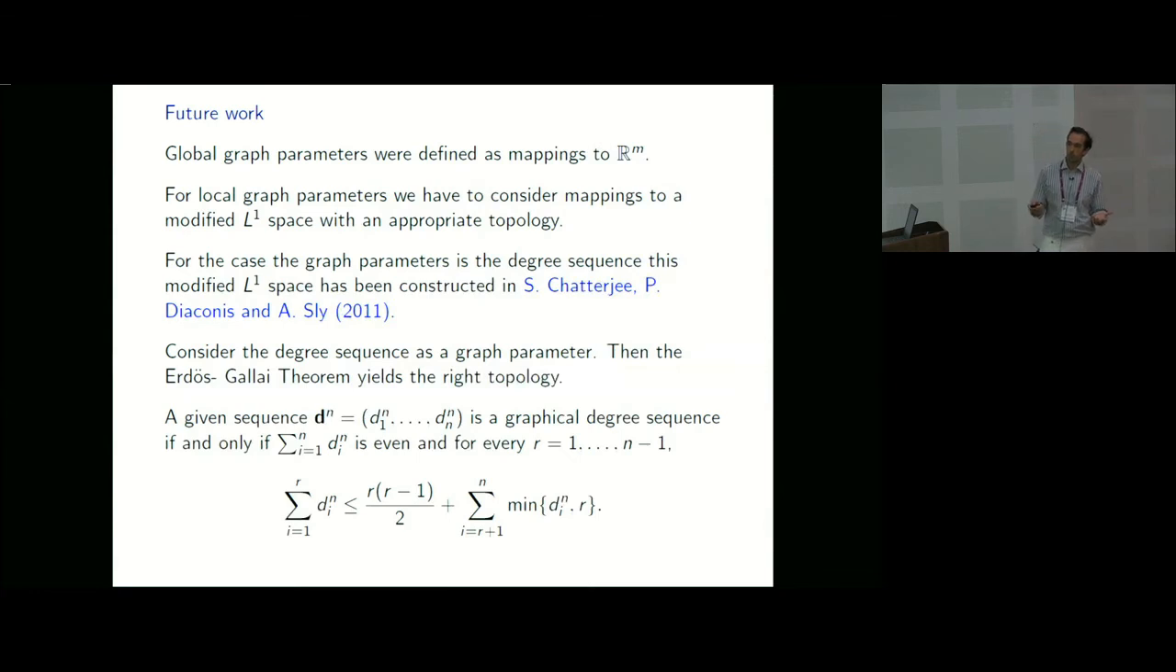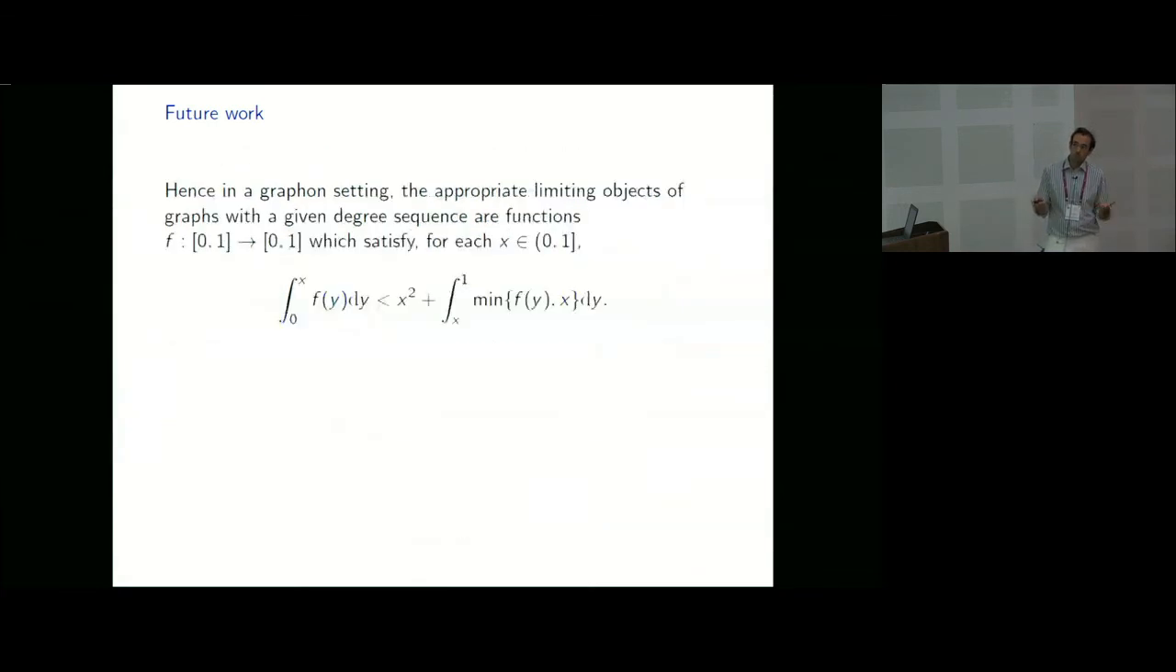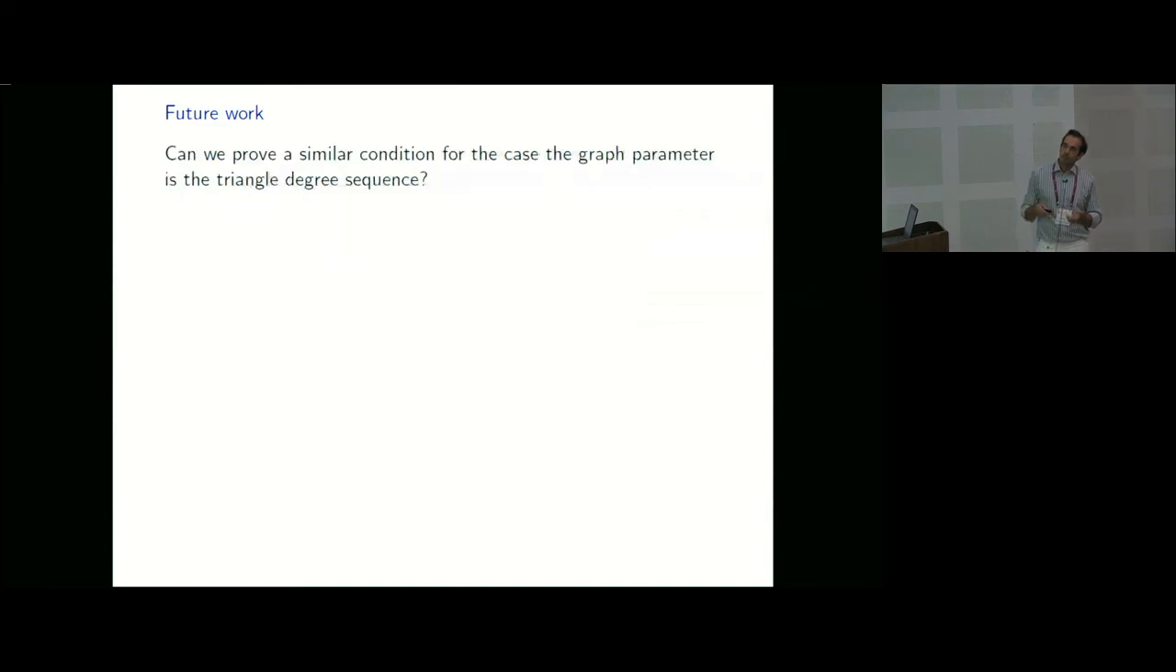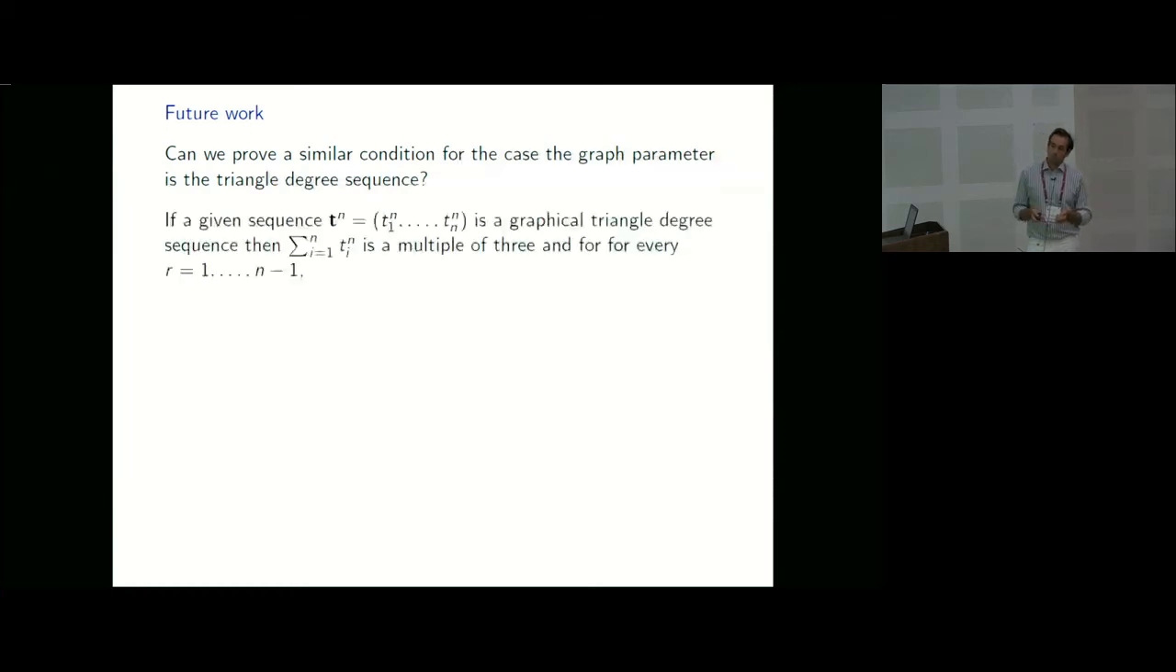Inspired by this, Chatterjee, Diaconis, and Sly constructed this space of functions that satisfy this constraint, and they say that these functions are the suitable limiting objects of graphs that have the specified degree sequence. And now the question is what happens for the triangle degree sequence, which is more complicated and not linear as a degree sequence. So the first step is, can you find a condition which gives that the triangle sequence is graphical?